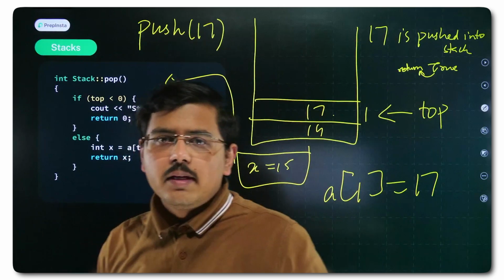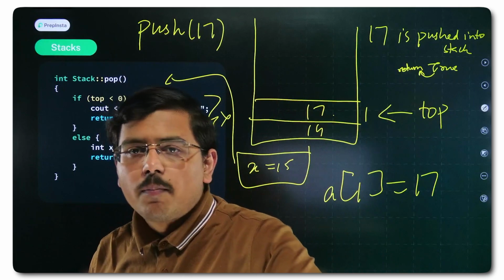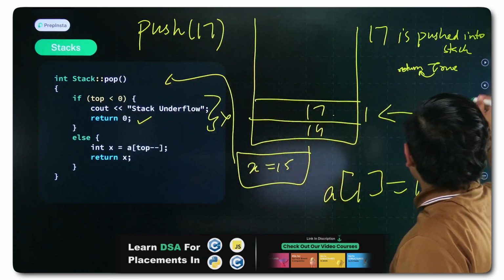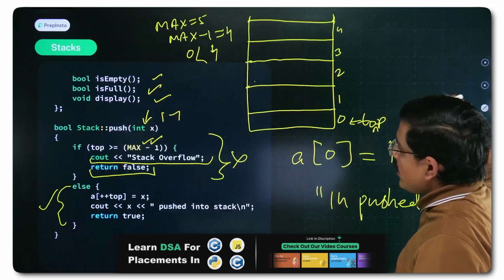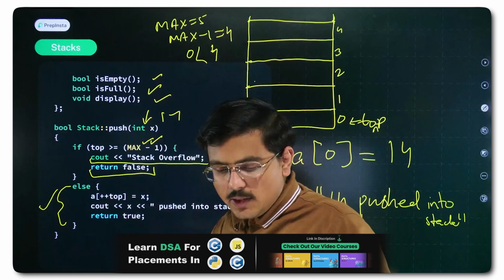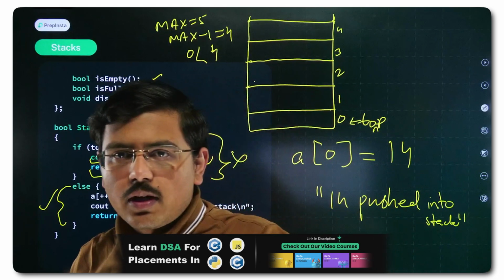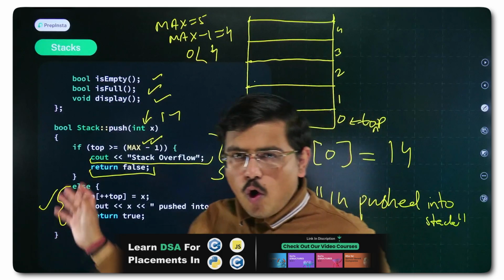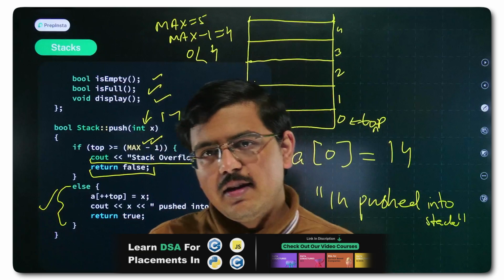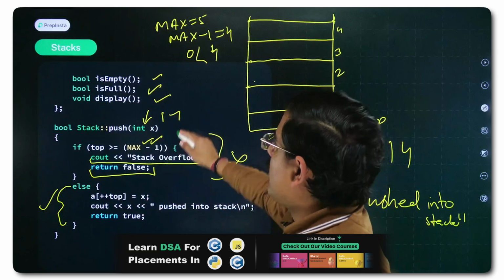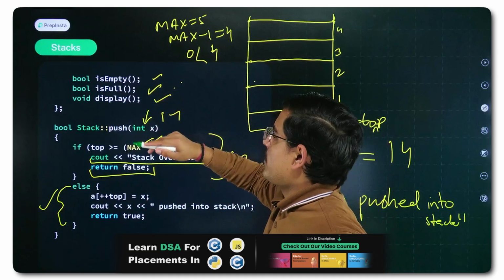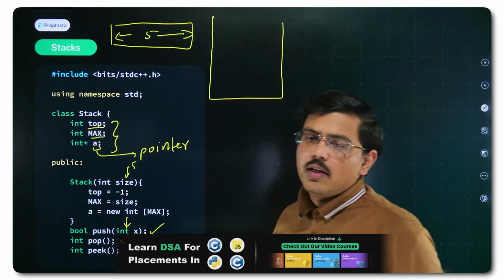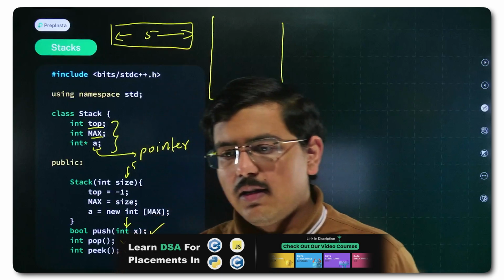You just saw how pop executes. But I haven't explained how isEmpty is executing, how isFull is executing, or how peek is executing. All these functions I'll explain in the next part, where you will understand how isEmpty is implemented, how isFull is implemented, and how the peek function is executed. You will see that in the next video.